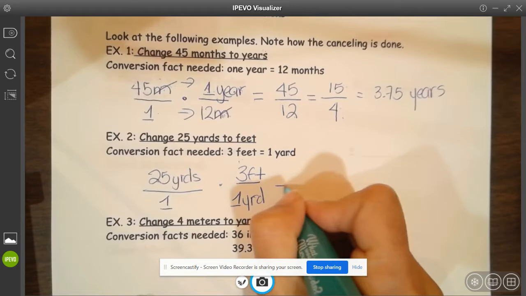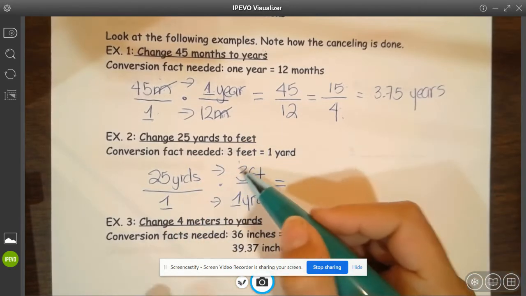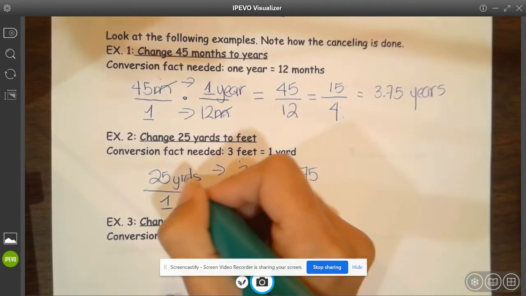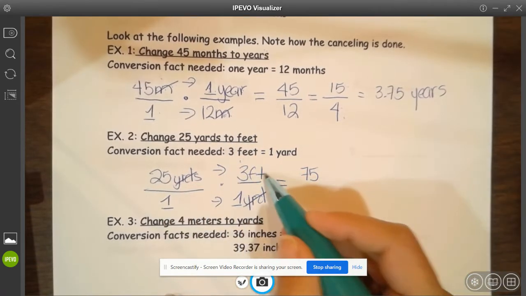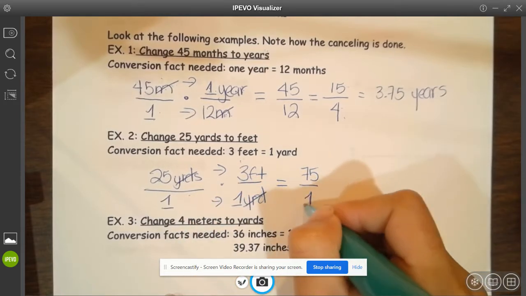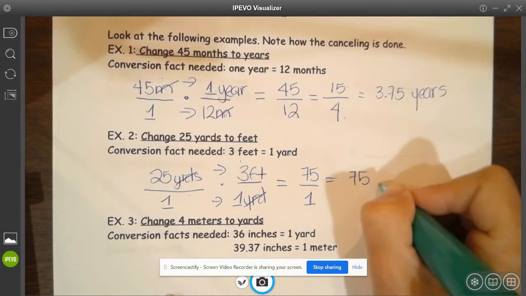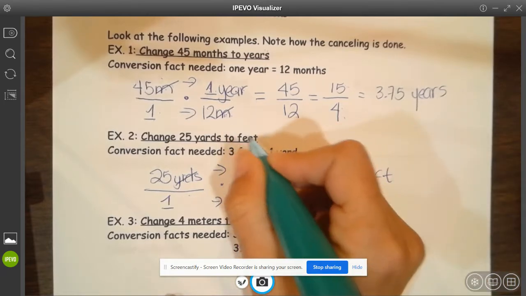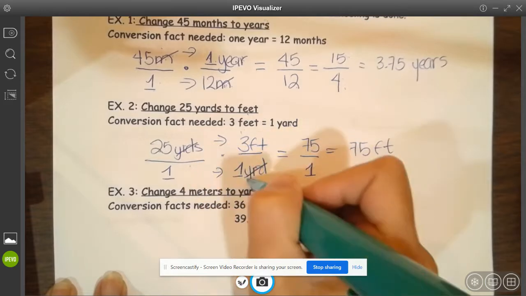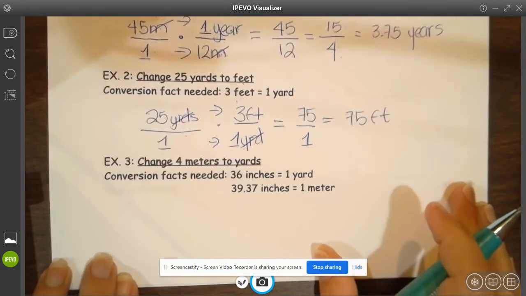And I set it up like that, and then I multiply across because they're fractions. So 25 times 3, that's 75. And then these yards cancel, and my answer is in feet. And then 1 times 1 is 1. So that would be 75. 75 what? Feet. Because that's my answer. I wanted to convert it into feet. Notice how I cancel the yards. All right, let's do another one.